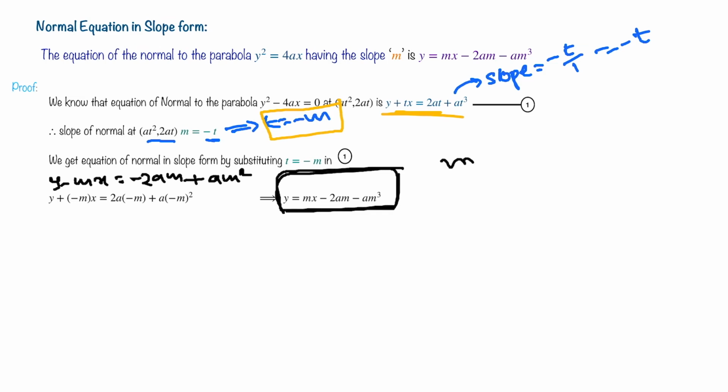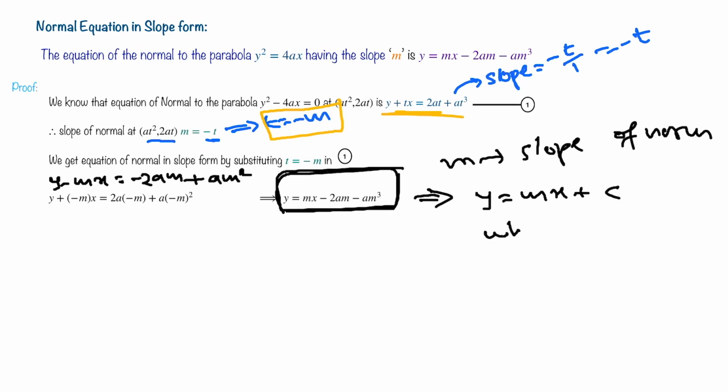Here m is the slope of the normal. Here m denotes what? Slope of the normal. Now this looks like y = mx + c, where c = -2am - am³. Okay, fine. So I can make a note here.